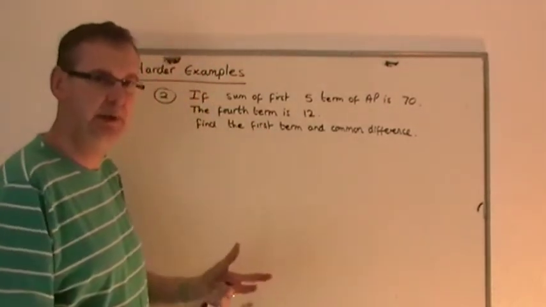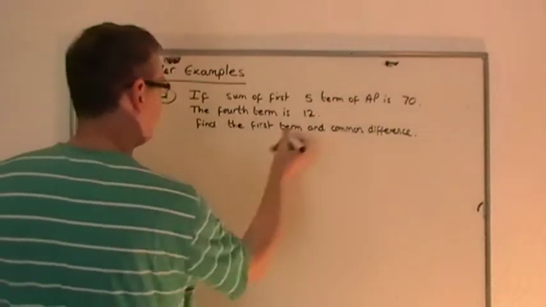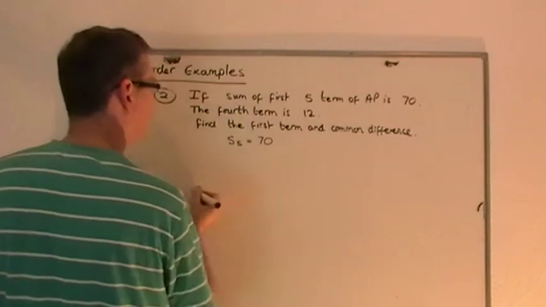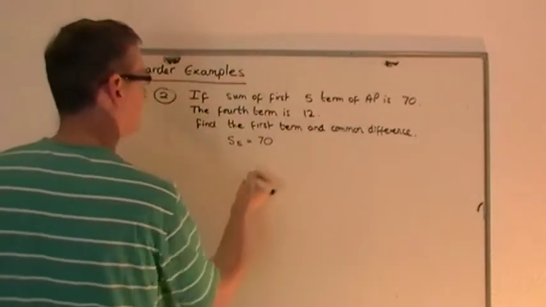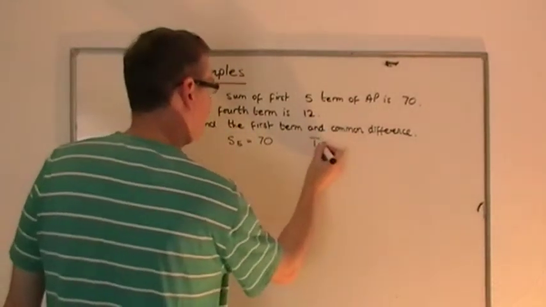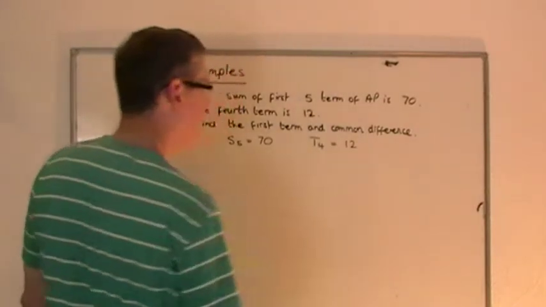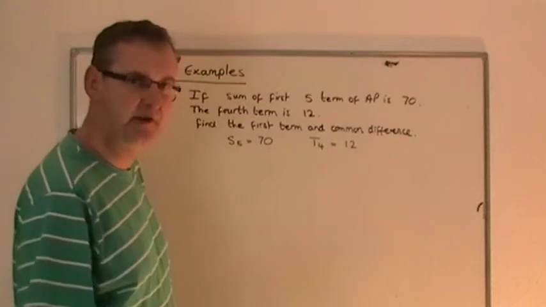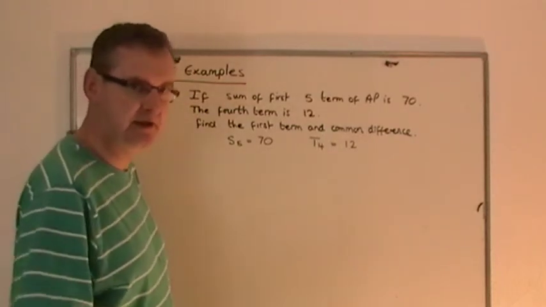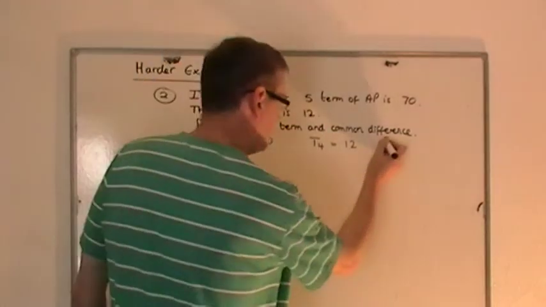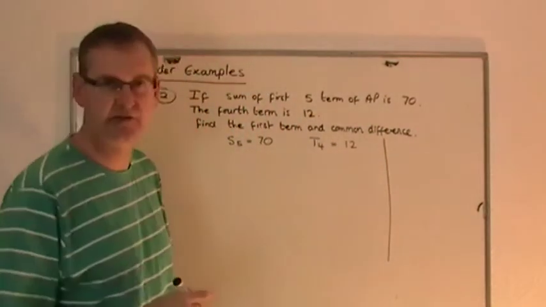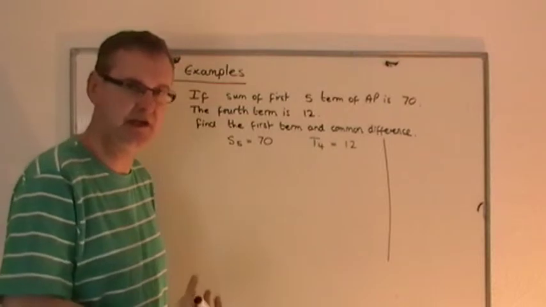Very straightforward, basic process. The sum of the first 5 terms, so S5, I know is 70. You're told the fourth term is 12, so I know that T4 is equal to 12. Using the two formulae that you know for the sum of n terms and the nth term, which you can work out at the side if you want to, we can now replace T4 and S5 with an expression involving a's and d's.